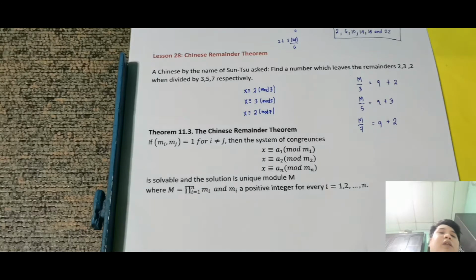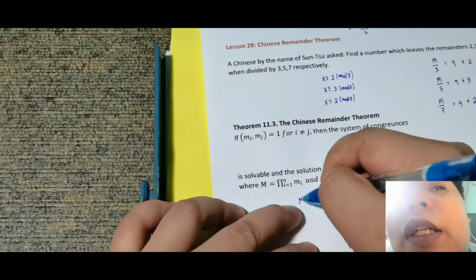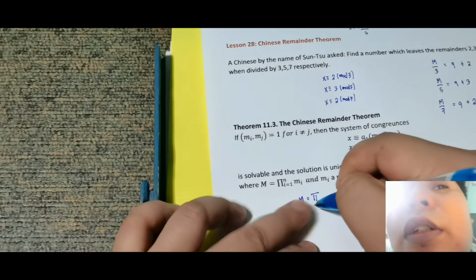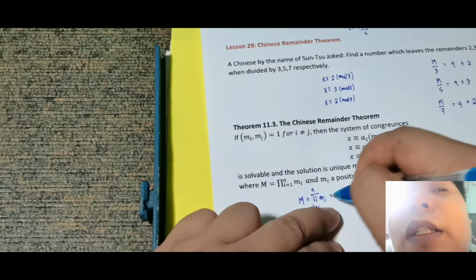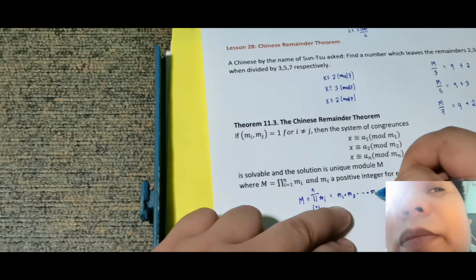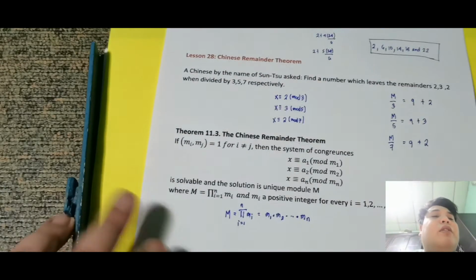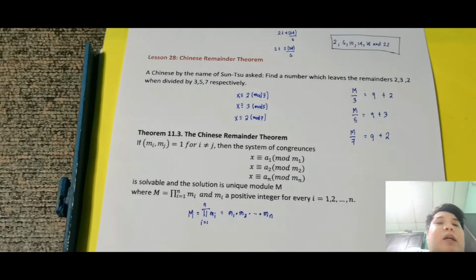Sir, ano po yung ating product notation? Again, interpret ko lang siya as ganito: m is equal to the product of m sub i for i equal to 1 up to n, which is m sub 1 multiplied by m sub 2 multiplied up to m sub n. Ayun ang ibig sabihin niyan. So ang gagawin mo, hanapin ko yung value na m by multiplying all the divisors. Tapos isa-solve natin yung ating system of congruences.